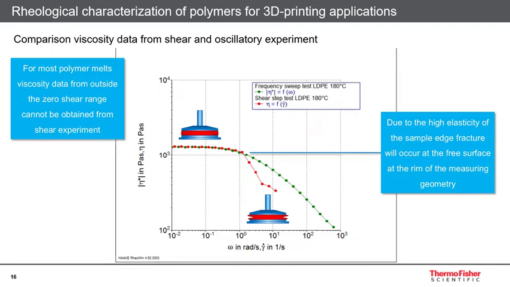Here, the sample is not staying inside the measuring geometry of the rheometer anymore, but moving out of it, creating an underfilling and a non-characteristic drop in viscosity. The phenomenon of edge fracture in rotational tests is due to the high elasticity of the sample and typical for most thermoplastic polymers.